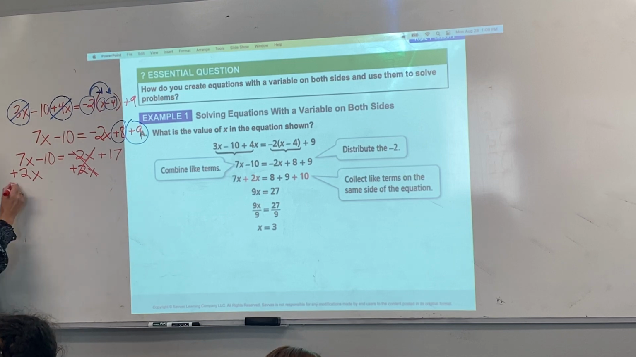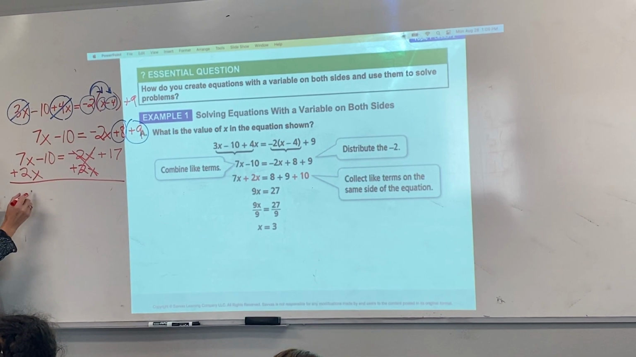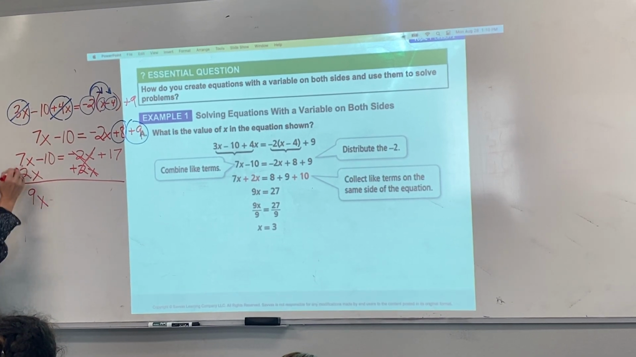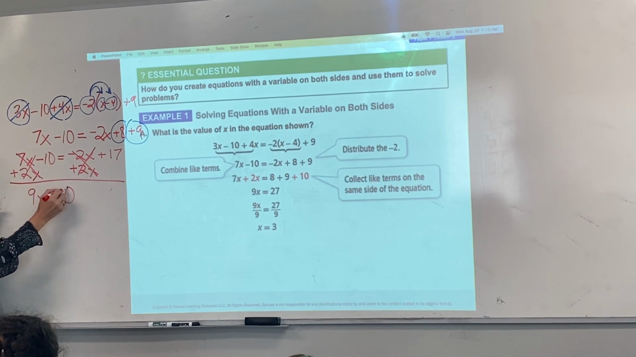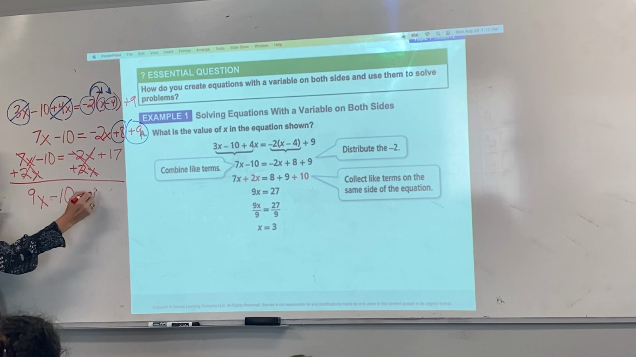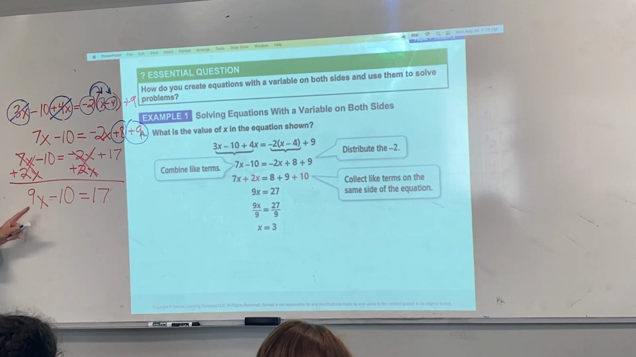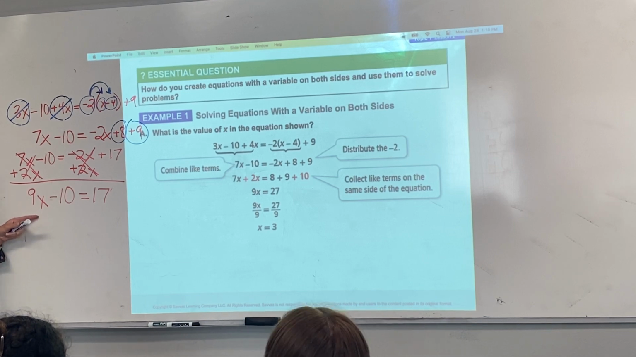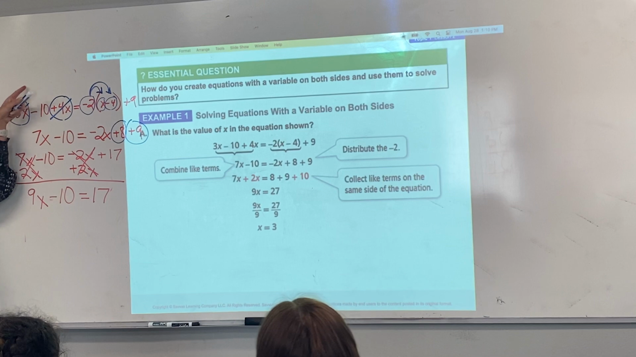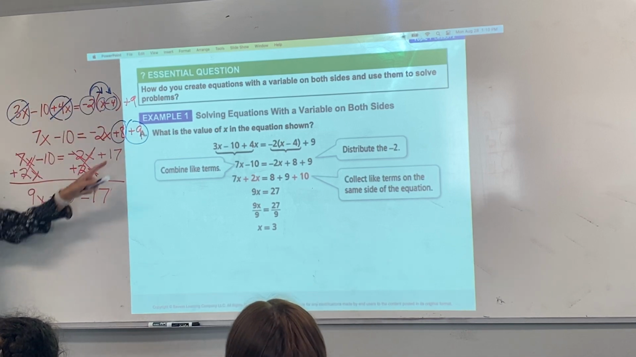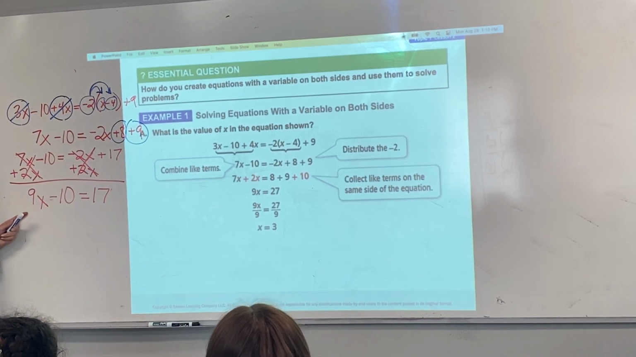Okay, so when I combine these, I get 9x, and that's done, minus 10 equals 17. Now here is a problem that we spent a lot of time working on in lesson 1, okay? This was lesson 2. Now we've got it down to a lesson 1 problem.